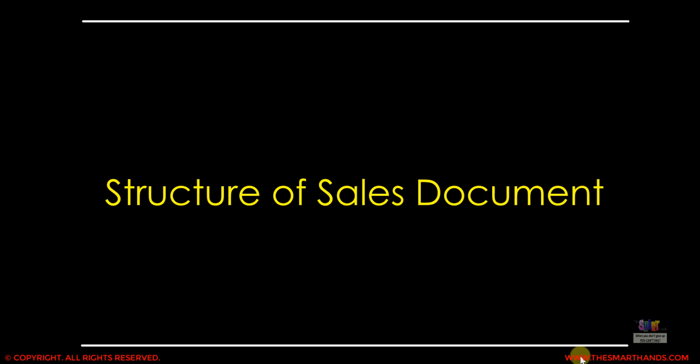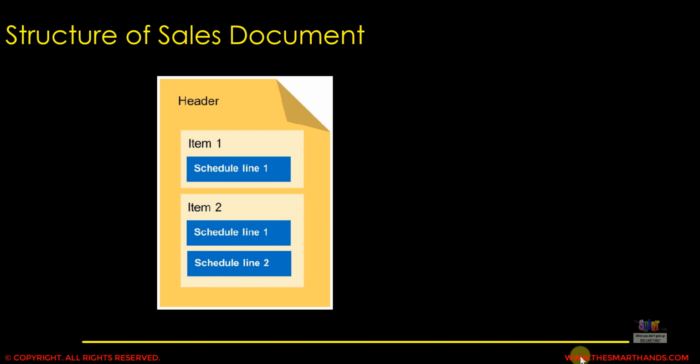Now we'll discuss the structure of a sales document. A sales document has three different parts. One is called header, then we have item, then we have schedule line. There are three different parts. Header is common for all the items, then items have item-specific details like material, then schedule line. Schedule line will tell you the delivery dates.